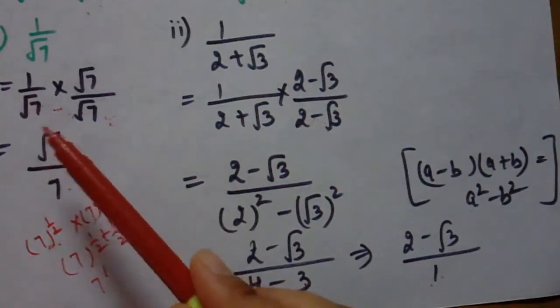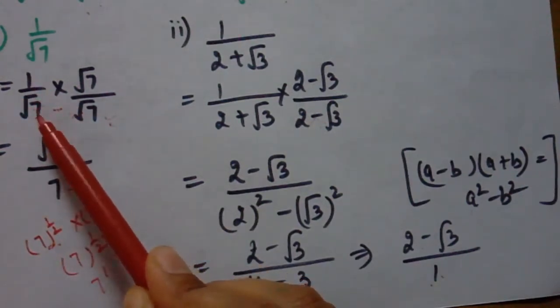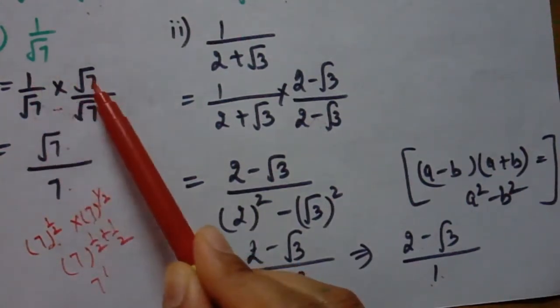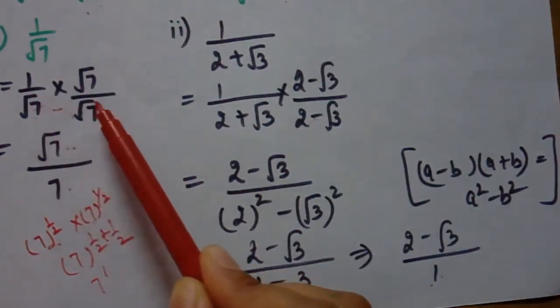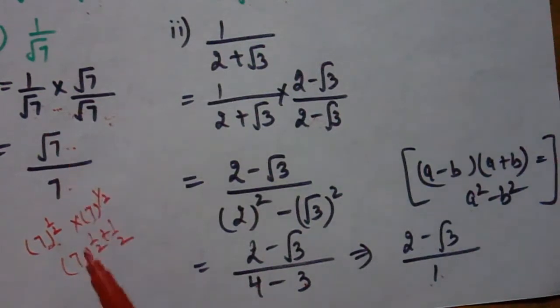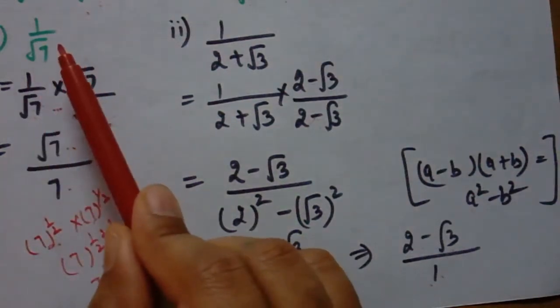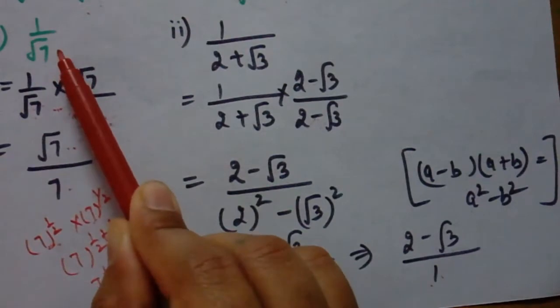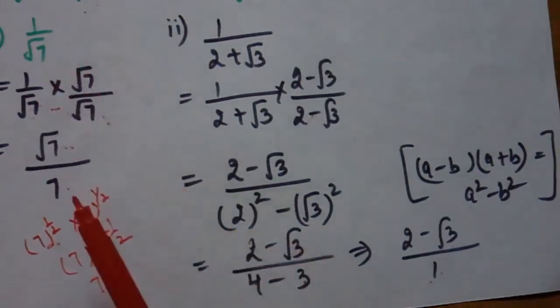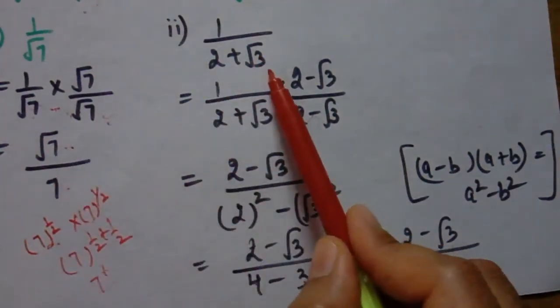So in this expression, 1 multiplied with root 7 is root 7, and root 7 into root 7 multiplies to 7. You know how, like this. So students, now you have learned how we change a number with a square root present in the denominator to a rational number. So now we will shift to another example.